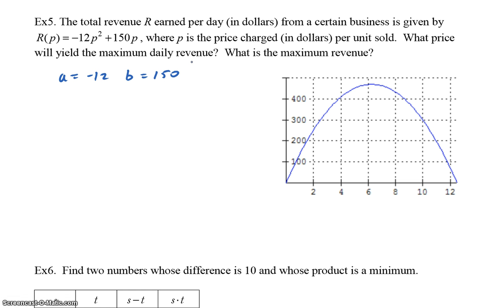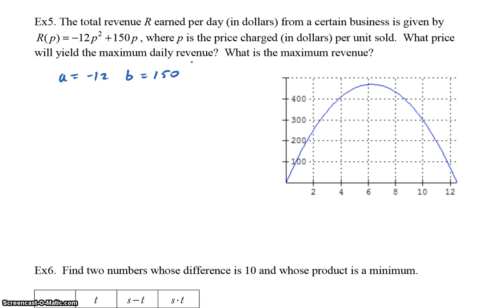Since a is negative, we're going to obtain a maximum based on the result that we just stated above. That's because the parabola represented by this particular function opens down. So the vertex is the highest point. So the maximum occurs at the highest point of this parabola. So what are the coordinates of the vertex?